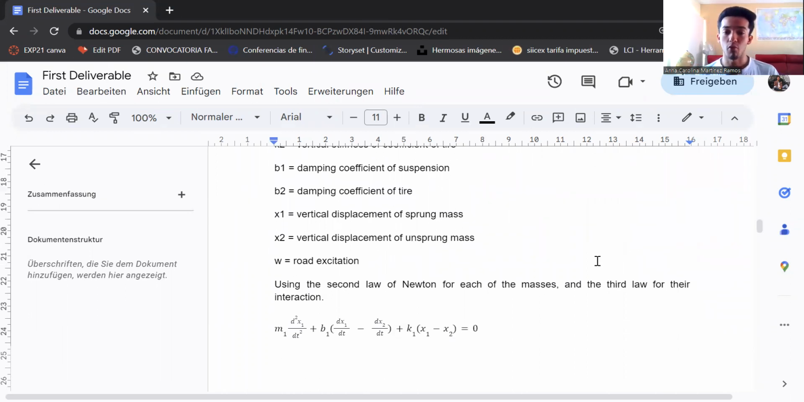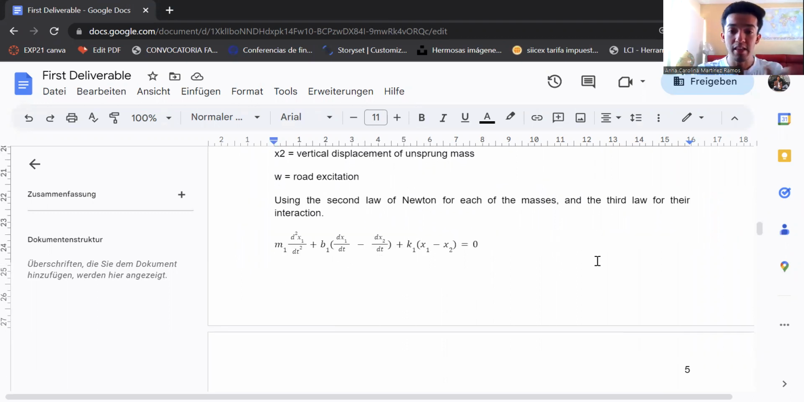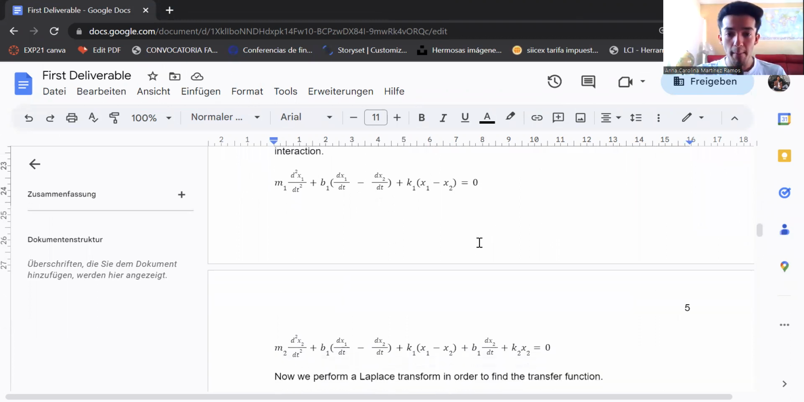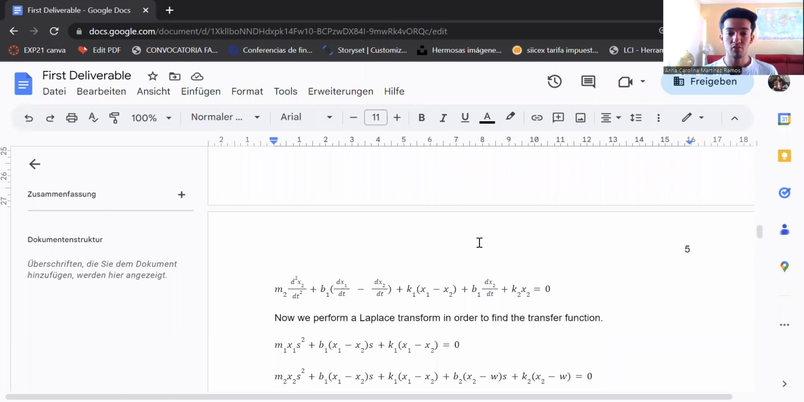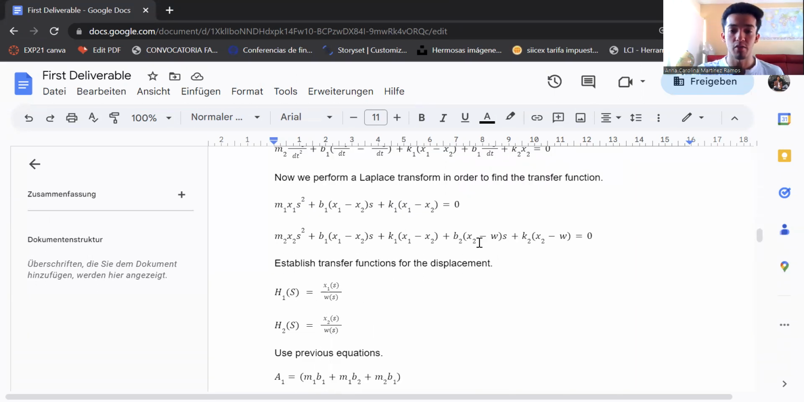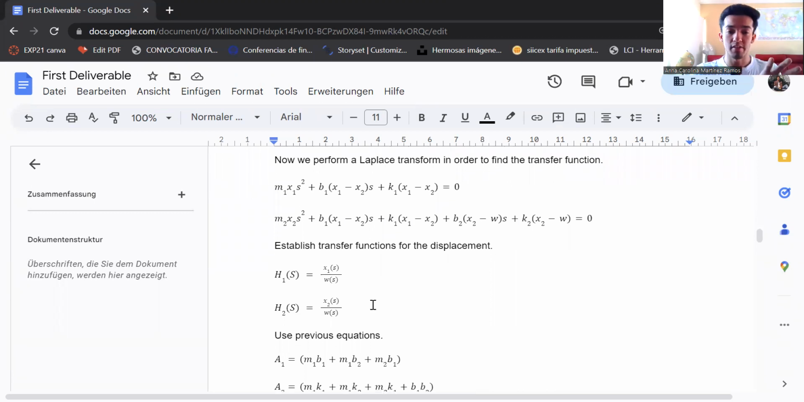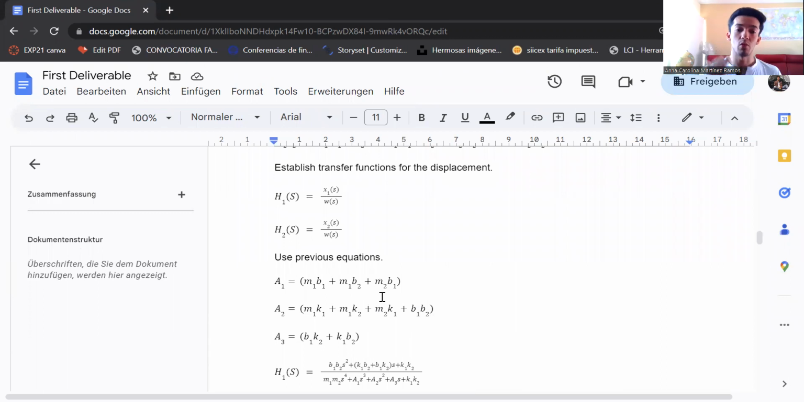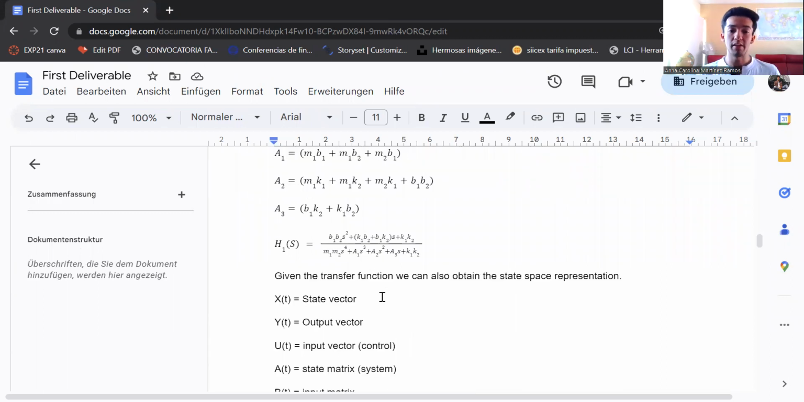And using the second law of Newton for each of the masses and the third law for their interaction, we can get this equation, which shows us the relation. And by doing this, now we perform a Laplace transform in order to find the transfer function. So taking those equations, we establish the transfer functions for the displacement, which are these two equations left.